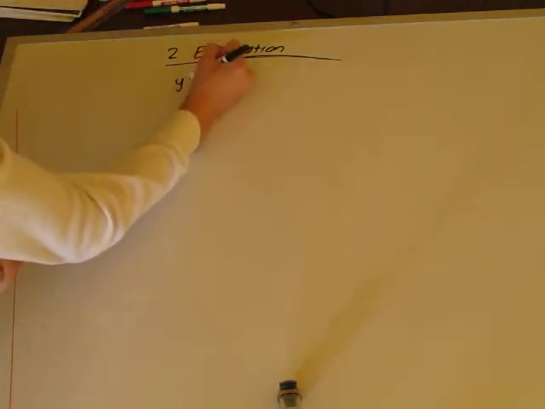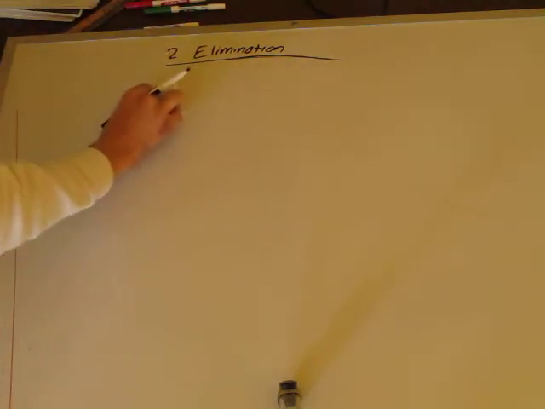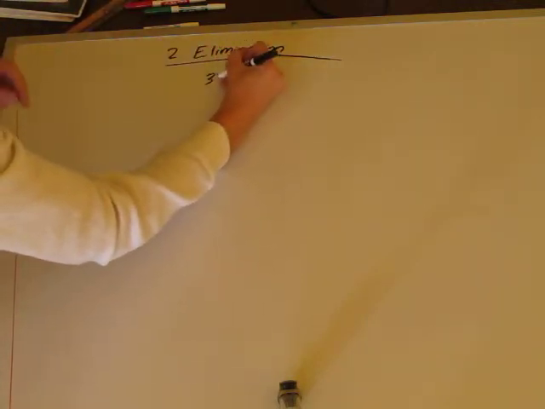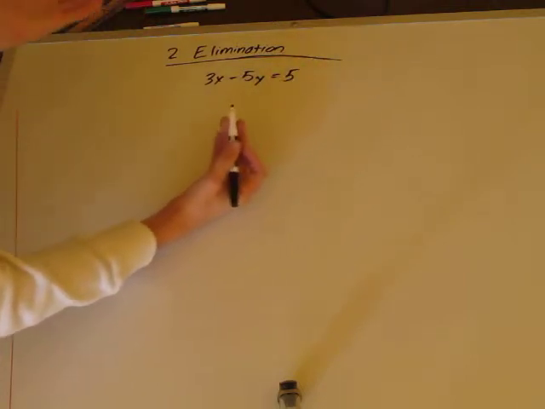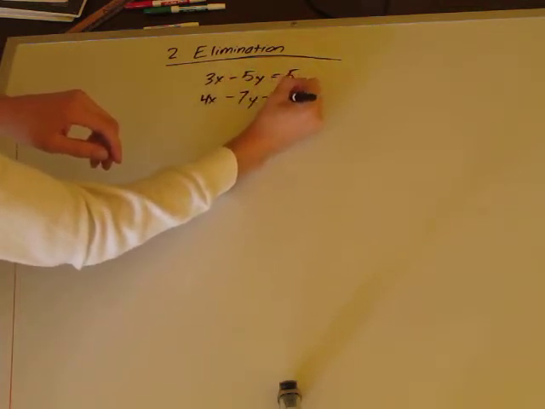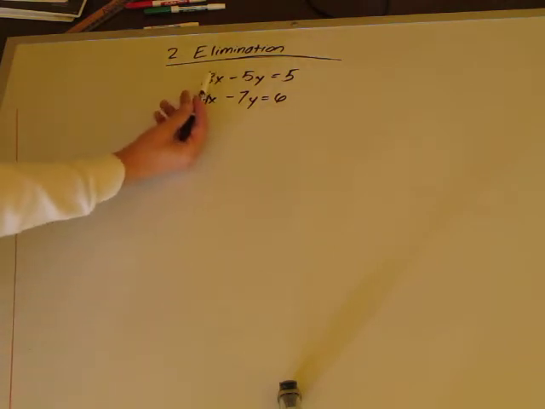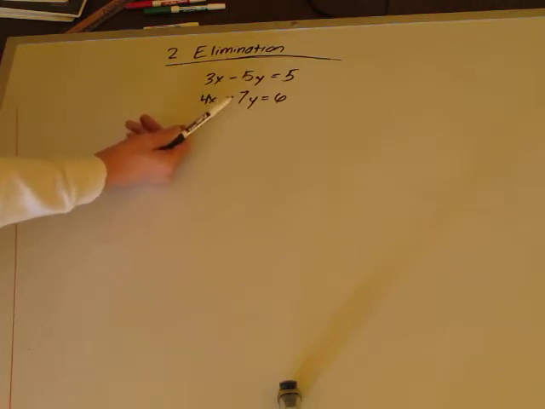But in the case that you had, let's say, 3x minus 5y equals 5, and then 4x minus 7y equals 6. These, you can't multiply one by the other to get anything. You can't multiply one of these by another number to get something the same exact number.